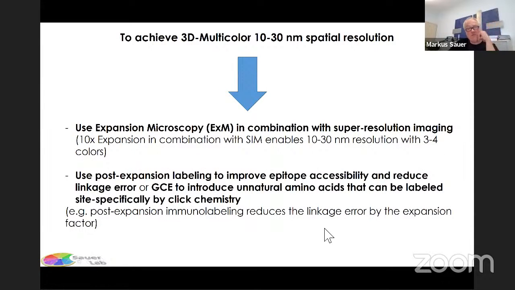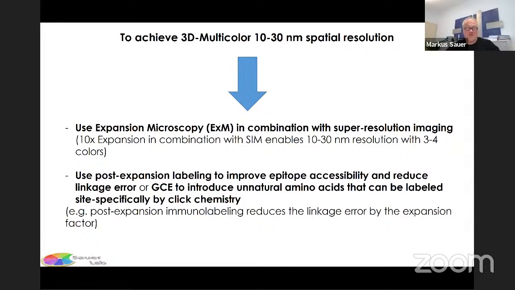To achieve that, we thought: why not combine expansion microscopy with super resolution imaging? Theoretically, using 10-fold expansion in combination with structured illumination microscopy should enable you to produce images with 10 to 30 nanometer spatial resolution in 3 to 4 colors, even using fluorescent proteins, because the requirements for structured illumination microscopy are not that hard. On the other hand, we have to work on labeling to reduce the linkage error and decrease the size of our labels.